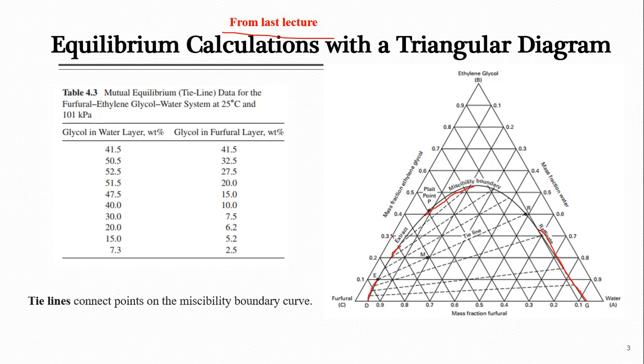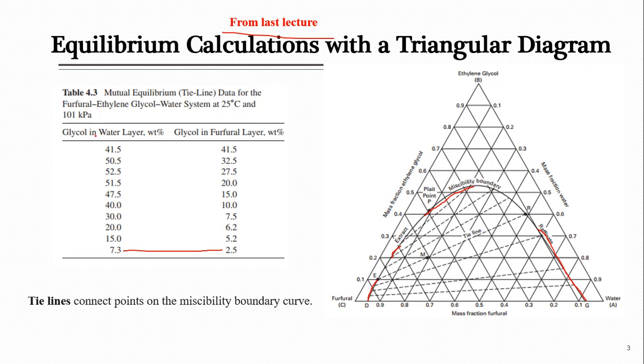After drawing this miscibility curve, you then have to draw the tie lines. In order to draw tie lines, just look here, you are provided with some data points. How you have to use them and where they are located, I want to show you like this. Let's start from here, 7.3 and 2.5.